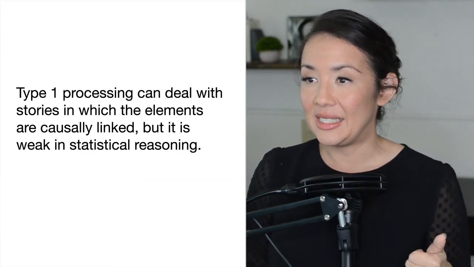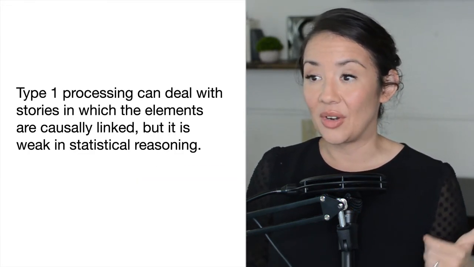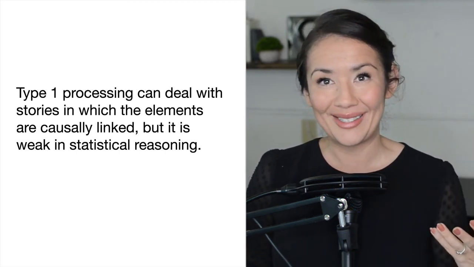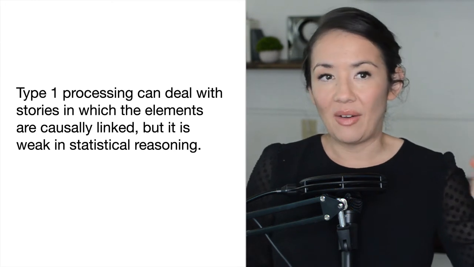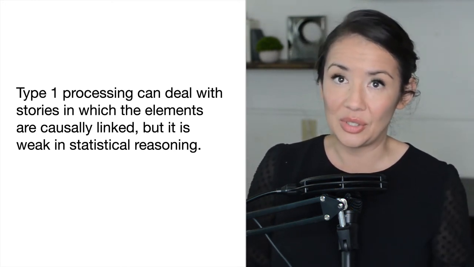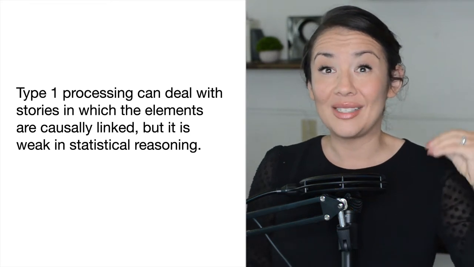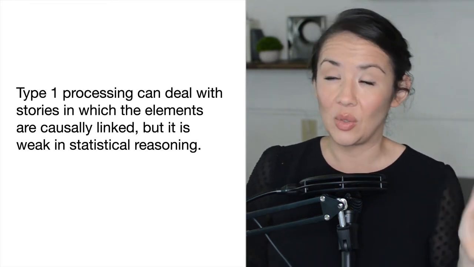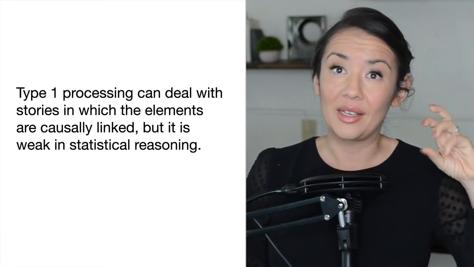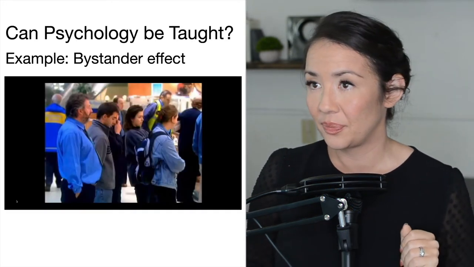Type 1 processing can deal with stories in which the elements are causally linked, but is weak in statistical reasoning. Type 1 is really all about quickly trying to make sense. So if it can come to a conclusion, if it can suggest causation for something, it will do that very quickly. It's type 2 processing that has to do the more complex mental calculation.